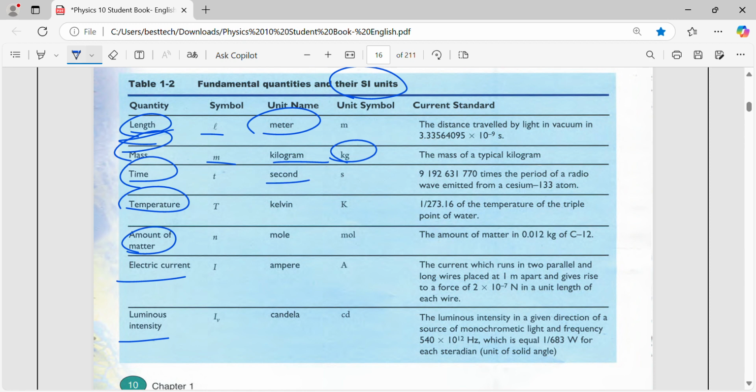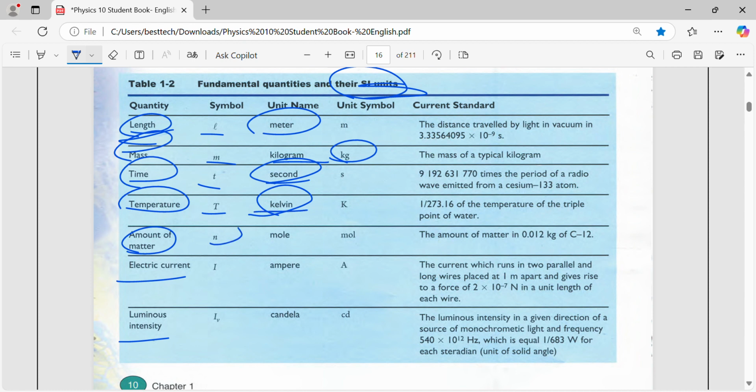Guys, maybe you have a question in your mind: for time you have a second, but what about milliseconds, hours, minutes? Of course, we have many units, but in SI, the time is just measured by seconds. And even temperature: it's Kelvin. So time is t small, temperature is T capital. You have Celsius too to measure temperature, but in SI it's just Kelvin.